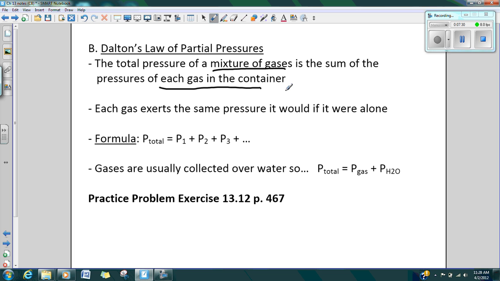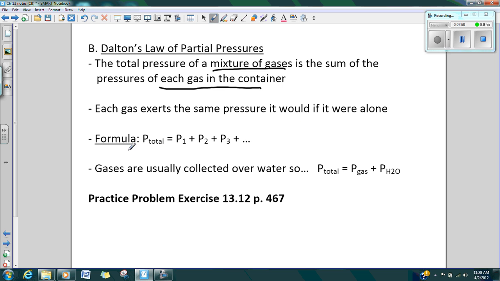it didn't matter if I took my scoop of air in my classroom or out in the hallway, because the gases are continuously mixing. Another great thing is we talked about that we don't have these pockets of oxygen gas that we have to make sure that we are breathing in to ensure our life. And so these gases are continuously mixing. And each gas exerts the same pressure it would if it were alone.